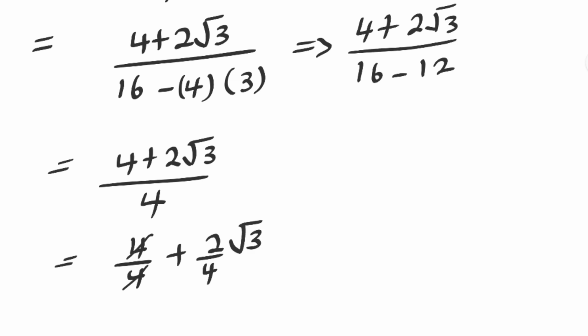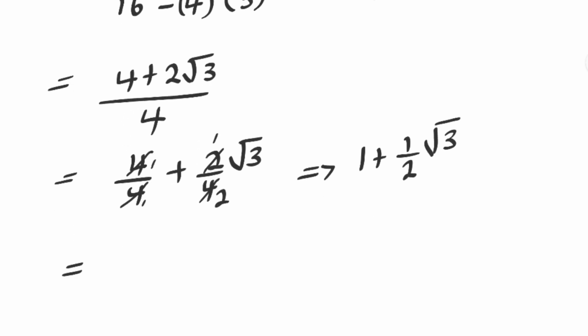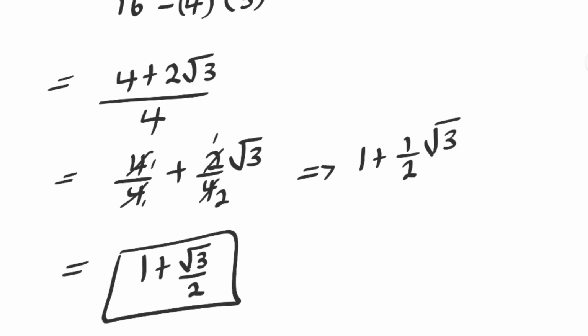This 4 here, 1, 4 here, 1, 2 here, 1, 2 here, 2. And this is the same thing as 1 plus 1 over 2 root 3. And this is equal to 1 plus 1 multiplied by root 3 over 2, that is root 3 over 2. And this is the final answer.